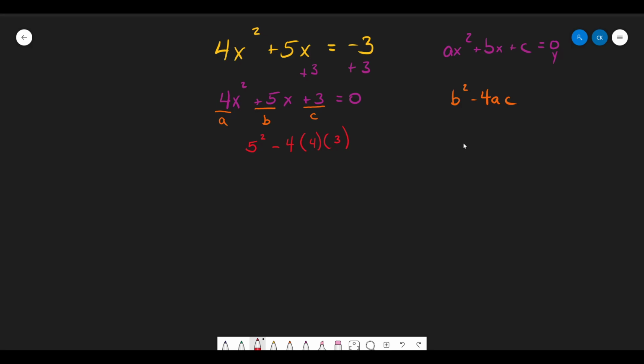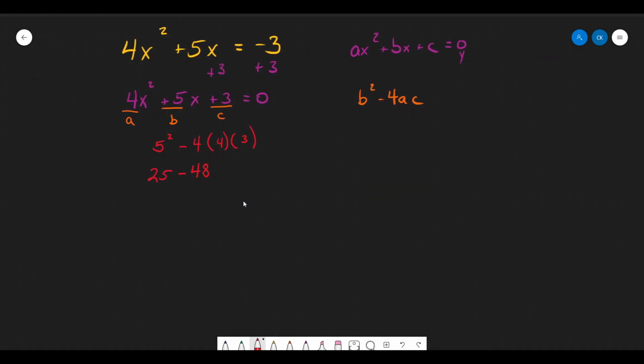Now I'm just going to solve this. 5 squared is 25, minus 4 times 4 is 16, and 16 times 3 is 48. Then 25 minus 48 gives me negative 23. So the first question was, what's the discriminant? Well, the discriminant here is negative 23.